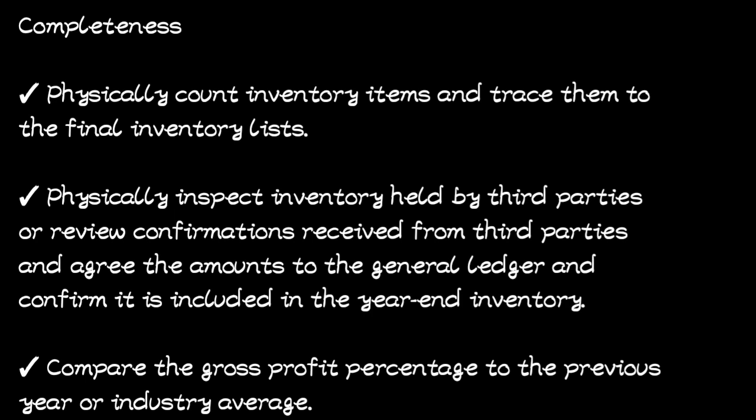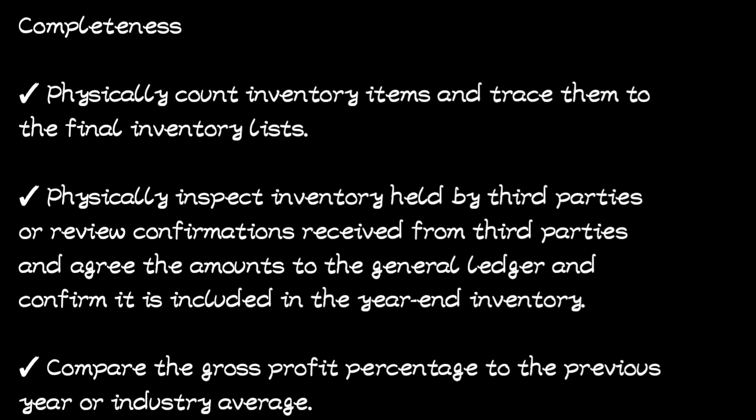So completeness. In order to confirm completeness of inventory, first the auditor can physically count inventory items and trace them to the final inventory list to see if they're matching. They can do the counting and then trace it to the inventory list and see if there is an agreement. Then in case there is no agreement, the difference is investigated. So that can help to confirm completeness of inventory.